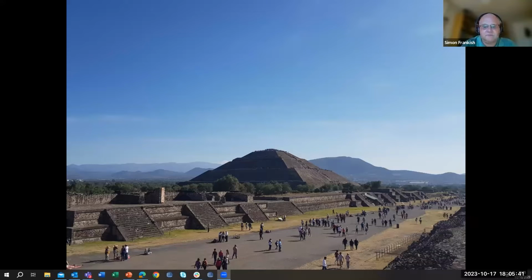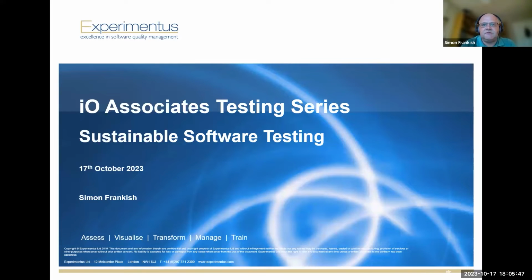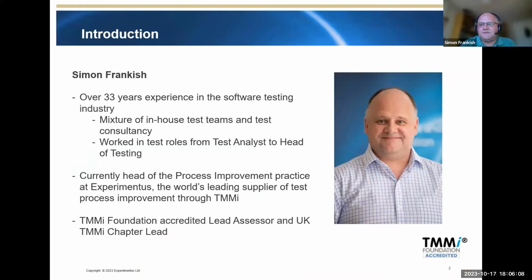Now I'll share my screen if I can get this right. Hopefully you will be able to see my screen shortly. Which screen are you seeing? The wrong one, I bet. Which screen are you seeing? We can see the IO Associates testing series, sustainable software testing. Just the slide? Just the slide, yeah. And if I change it, there's me. Yeah, super. Right, thank you very much. Always good to get to grips with the technology.